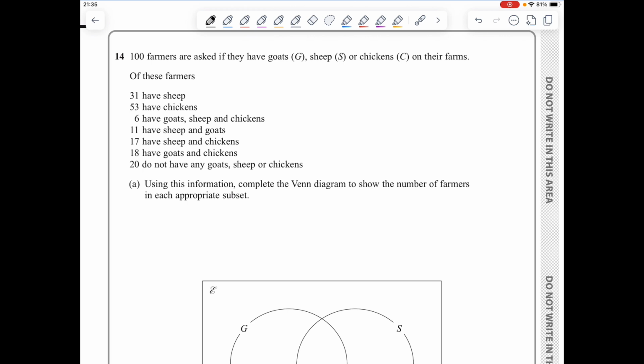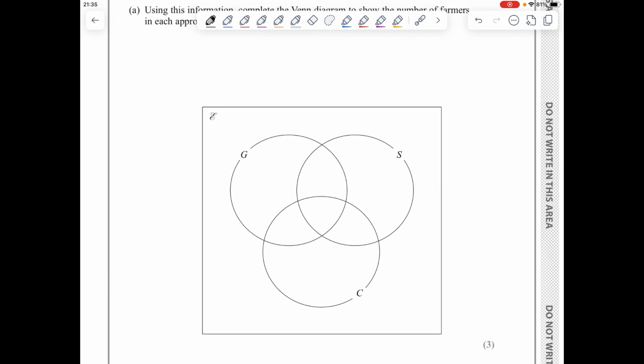For question 14, to complete the Venn diagram, I'll start from the center, coming outwards. So 6 farmers have goats, sheep, and chicken. So I'm going to put a 6 at the center. Then I have 11 farmers with sheep and goats. So this region has 11. So the top one will have a 5.